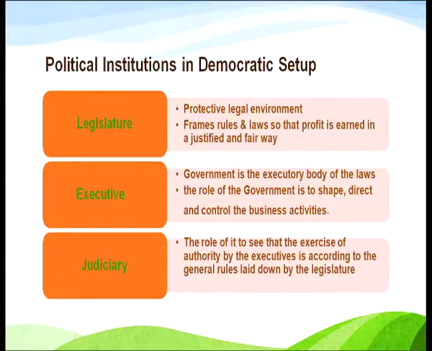Government is the executory body of the laws which are framed by the legislature. The role of the government is to shape, direct and control the business activities which are running in a country. Then the next is judiciary. The role of judiciary is to see that the exercise of authority by the executives is according to the general rules laid down by the legislature.